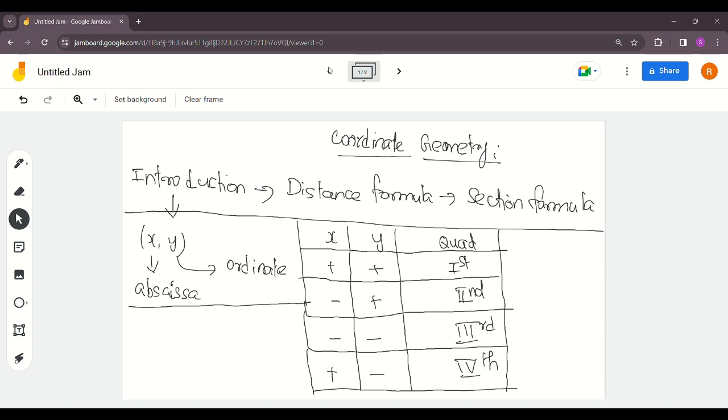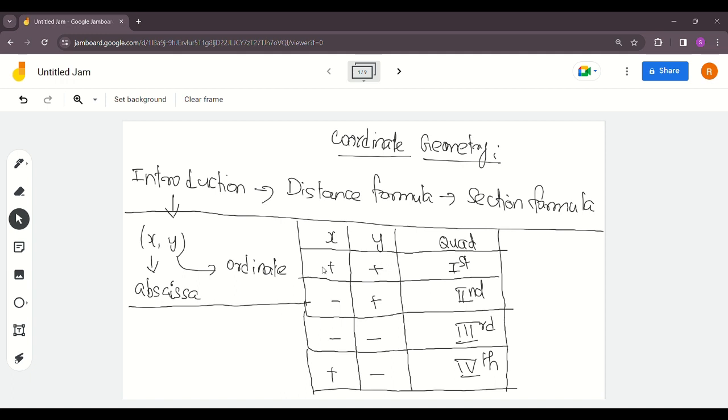So, introduction. The collection of x and y coordinates can be represented in a graph. In x comma y, the x coordinate is otherwise called abscissa, and the y coordinate is otherwise called ordinate. So you just have to know the various quadrants. This also you would have studied in your ninth grade.